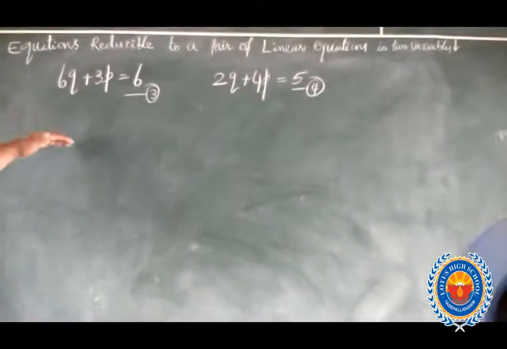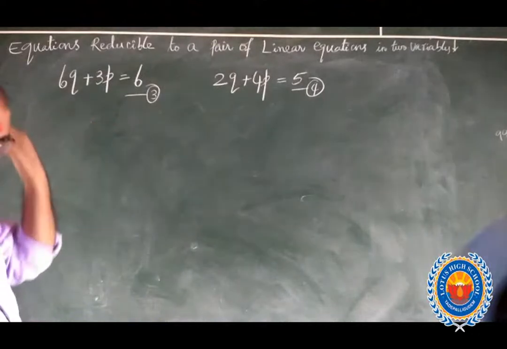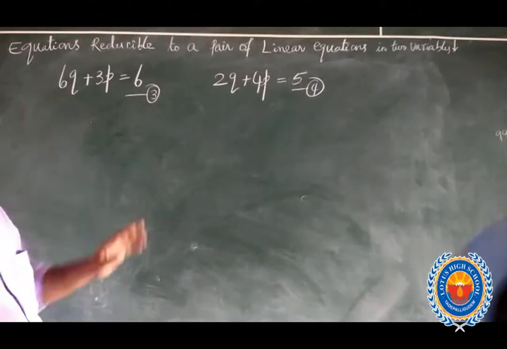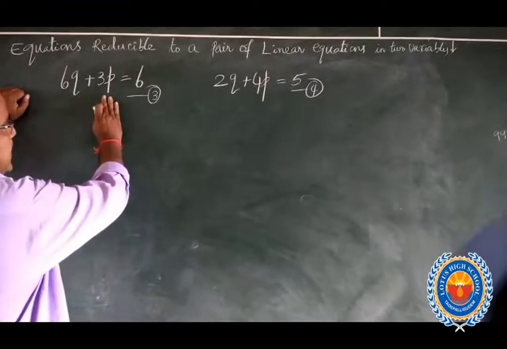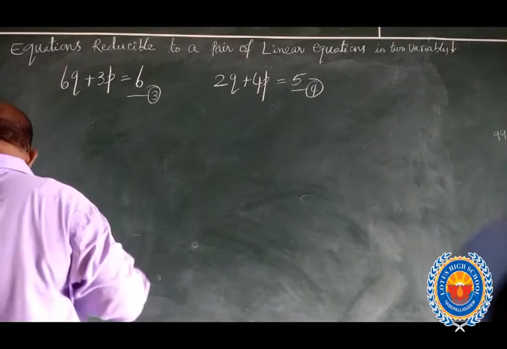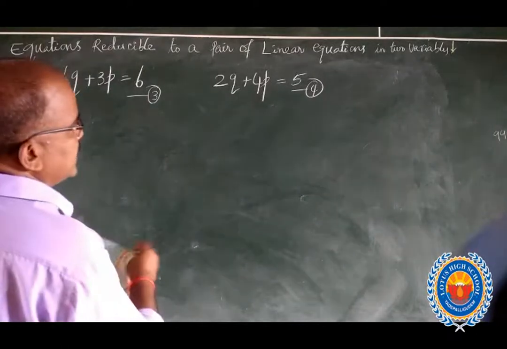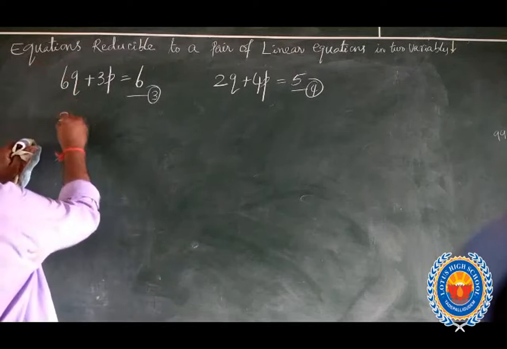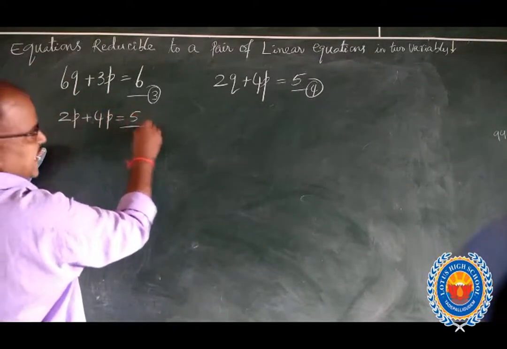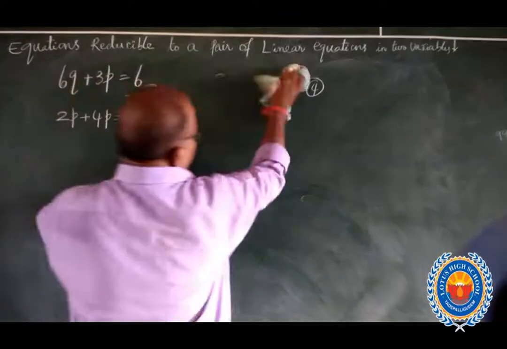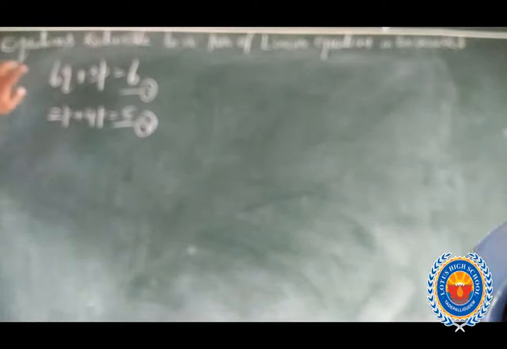Now we have to solve this pair of linear equations in two variables by using the elimination method. If you want, you can do the substitution method also. So here, 6q plus 3p is equal to 6, and 2q plus 4p is equal to 5. This is equation 4. Now I am going to eliminate q.